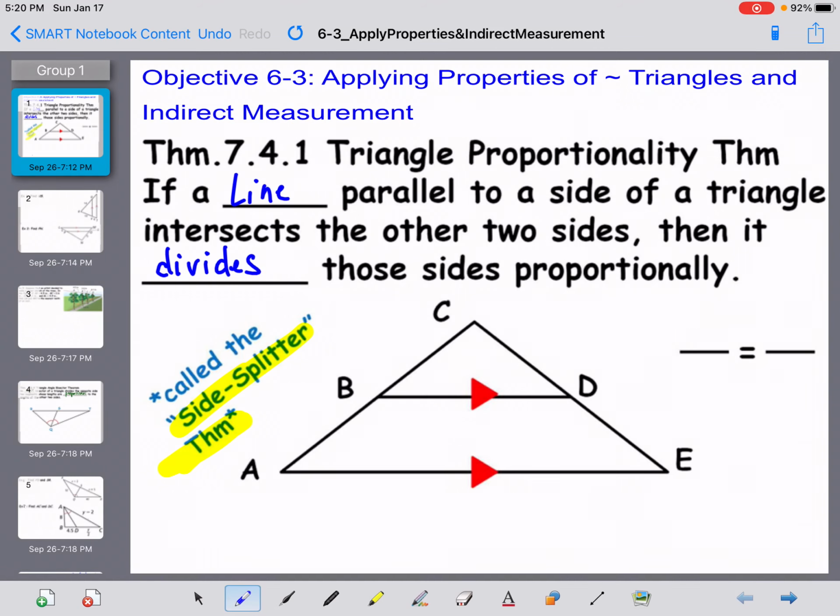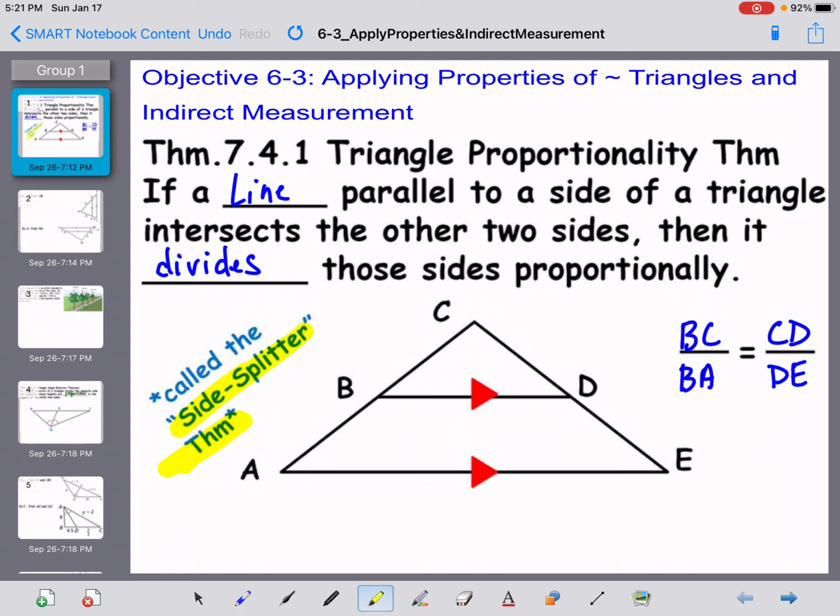Okay, so 6.3, applying properties of similar triangles and indirect measurement. We have a triangle proportionality theorem. It says, if a line parallel to a side of a triangle intersects the other two sides, then it divides those sides proportionally. What that is saying is BC to BA has the same ratio as CD to DE.